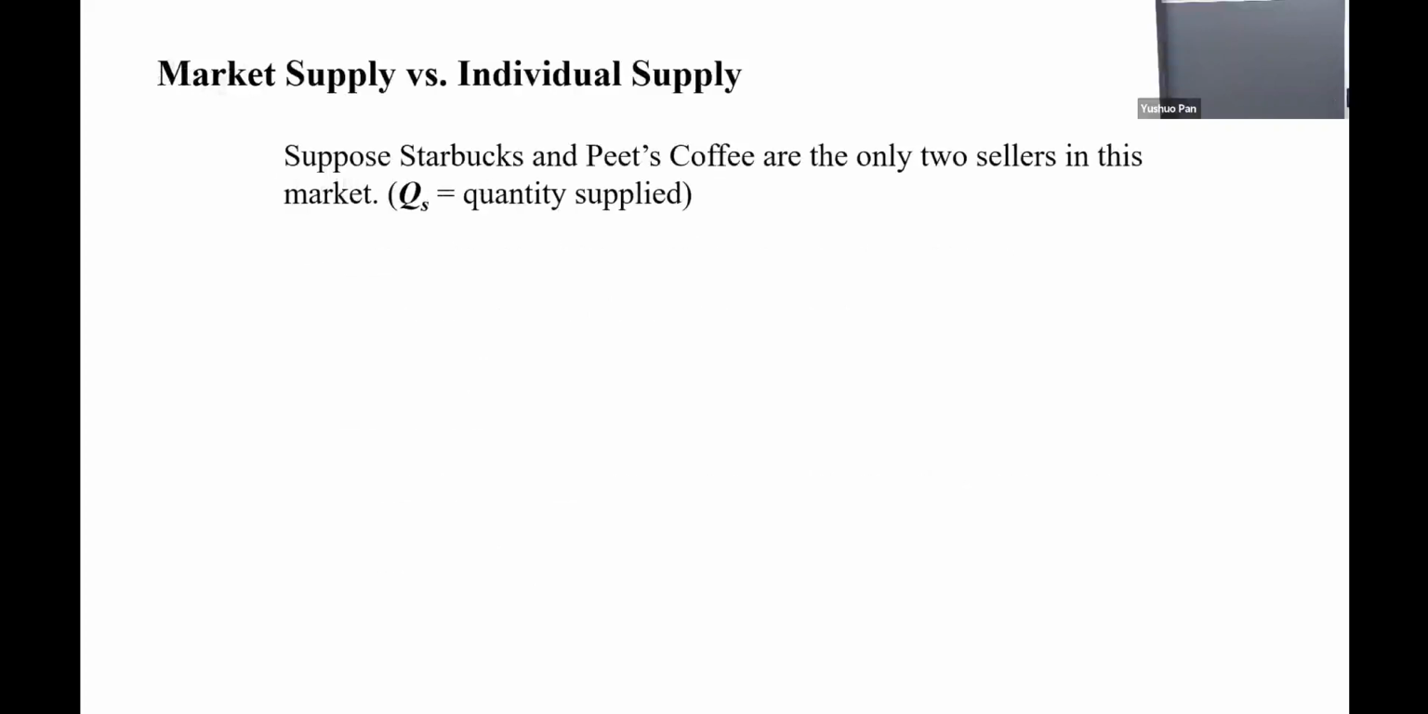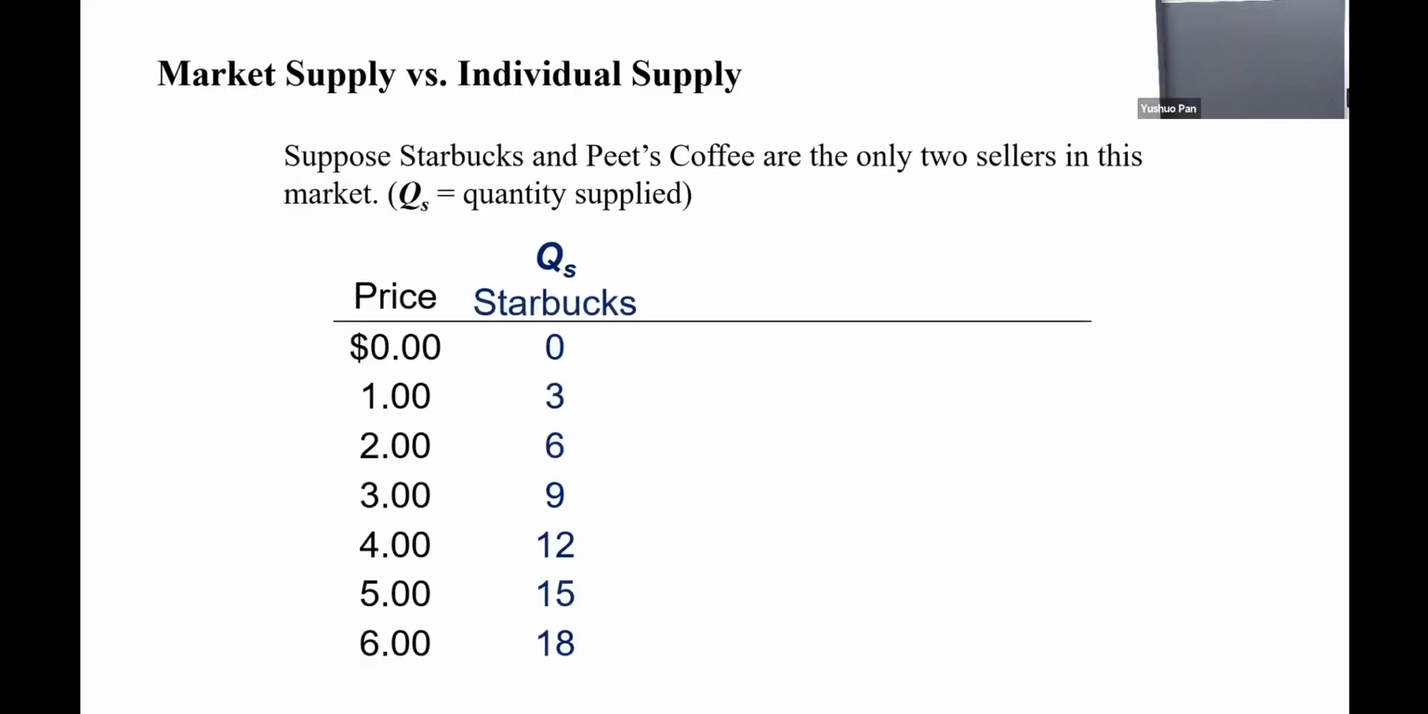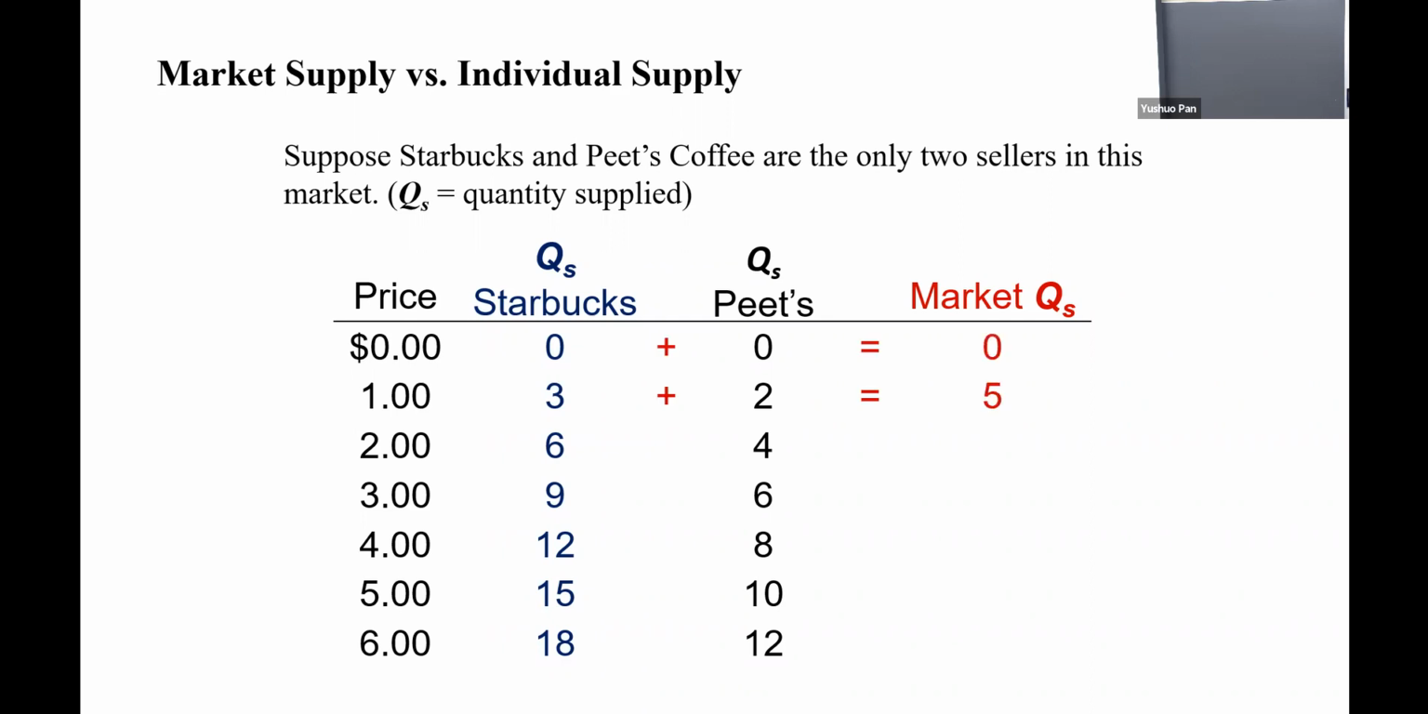Suppose Starbucks and Peet's Coffee are the only two sellers in this market. What's the market quantity supplied here? Again, fix the price, like 0, and then the total supply of Starbucks and Peet's Coffee at a price of 0 is 0. 3 plus 2 is 5, and so on and so forth.